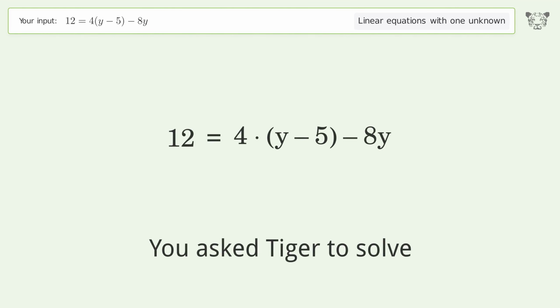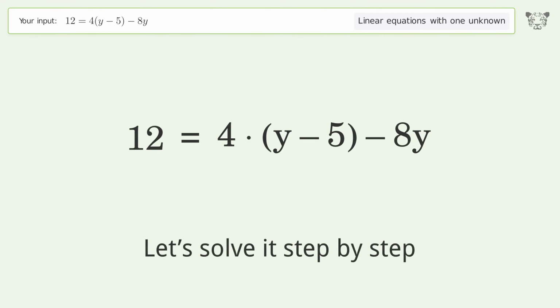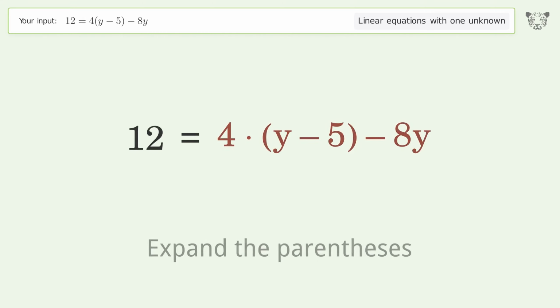You ask Tiger to solve. This deals with linear equations with one unknown. The final result is y equals -8. Let's solve it step by step. Simplify the expression. Expand the parentheses.